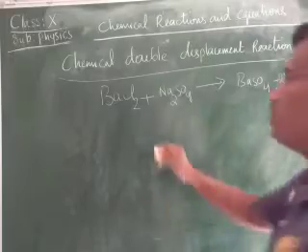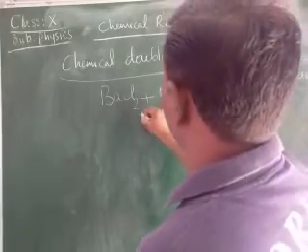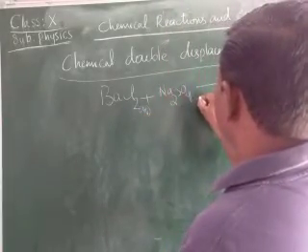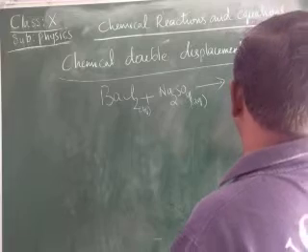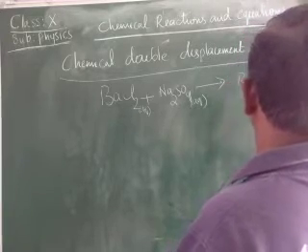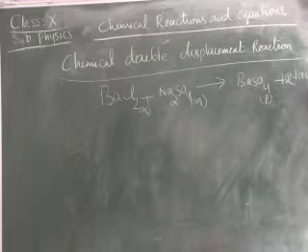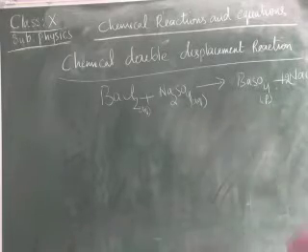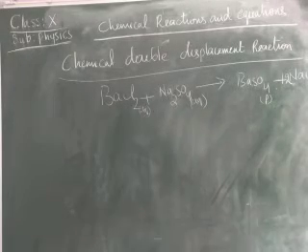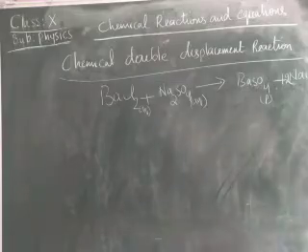Here barium chloride is an aqueous solution, that is, mixed with water. This is also aqueous. This is a precipitate, a solid substance. This is also aqueous. Therefore we say that barium chloride, when reacting with sodium sulfate, gives barium sulfate and sodium chloride.